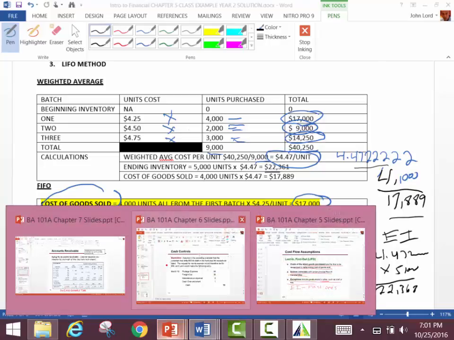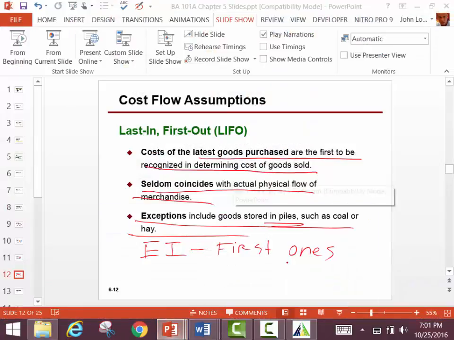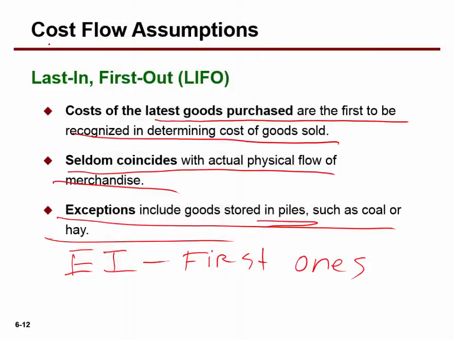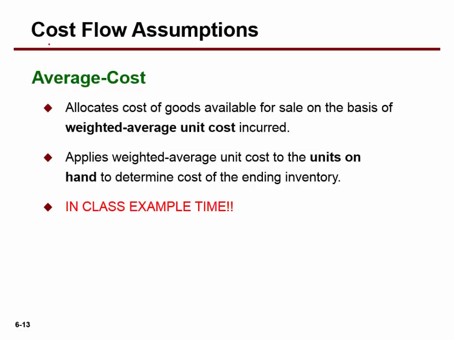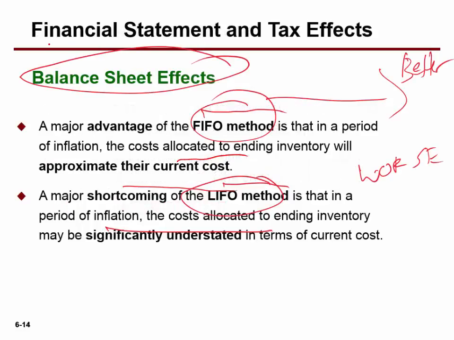Now let's go back to the slides. You have last in, first out, and then you have, and they don't call it weighted average here, but it is weighted average because we weighted each one by the number of units we bought at those different prices. So that's weighted average. Okay, good. Now, balance sheet effects. What happens here? I should probably just stay out of slide mode for a while.